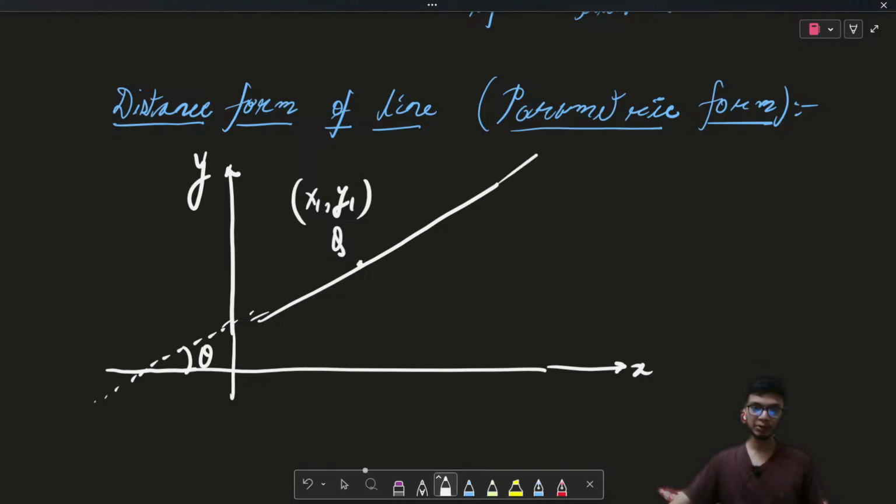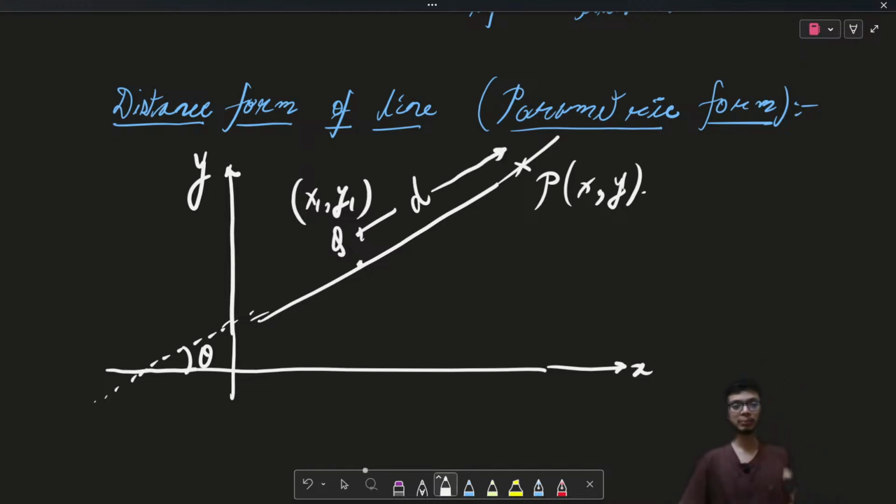Now I want to represent any point P, which is a parametric point, in terms of some parameter which is given as a distance d from the point Q. So I want to find a point P on the line, a variable point, which is at a distance of d from the known point or my fixed point Q, right? So this point Q is my fixed point, and I want to find the coordinates, or the variable coordinates, of that point which is at a distance d from my known or fixed point. So how am I going to do that?